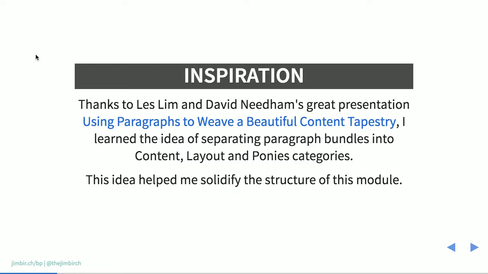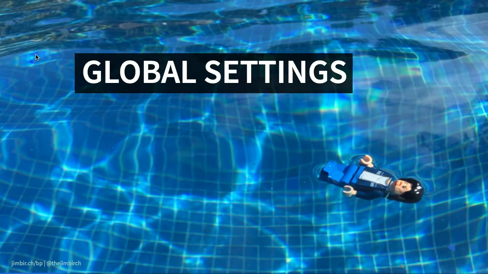And they presented the idea of thinking of your paragraph bundles, your content components, as content, layout, and ponies. Ponies? What? So you broke out what is content, things like images, media, text, what is layout, grids and carousels and tabs, and then ponies are that last 20%. These special little things that the designer designs that you're like, what? How am I going to implement this thing? And we magically whip up some dust and make ponies. So that helped me solidify the idea for this module.